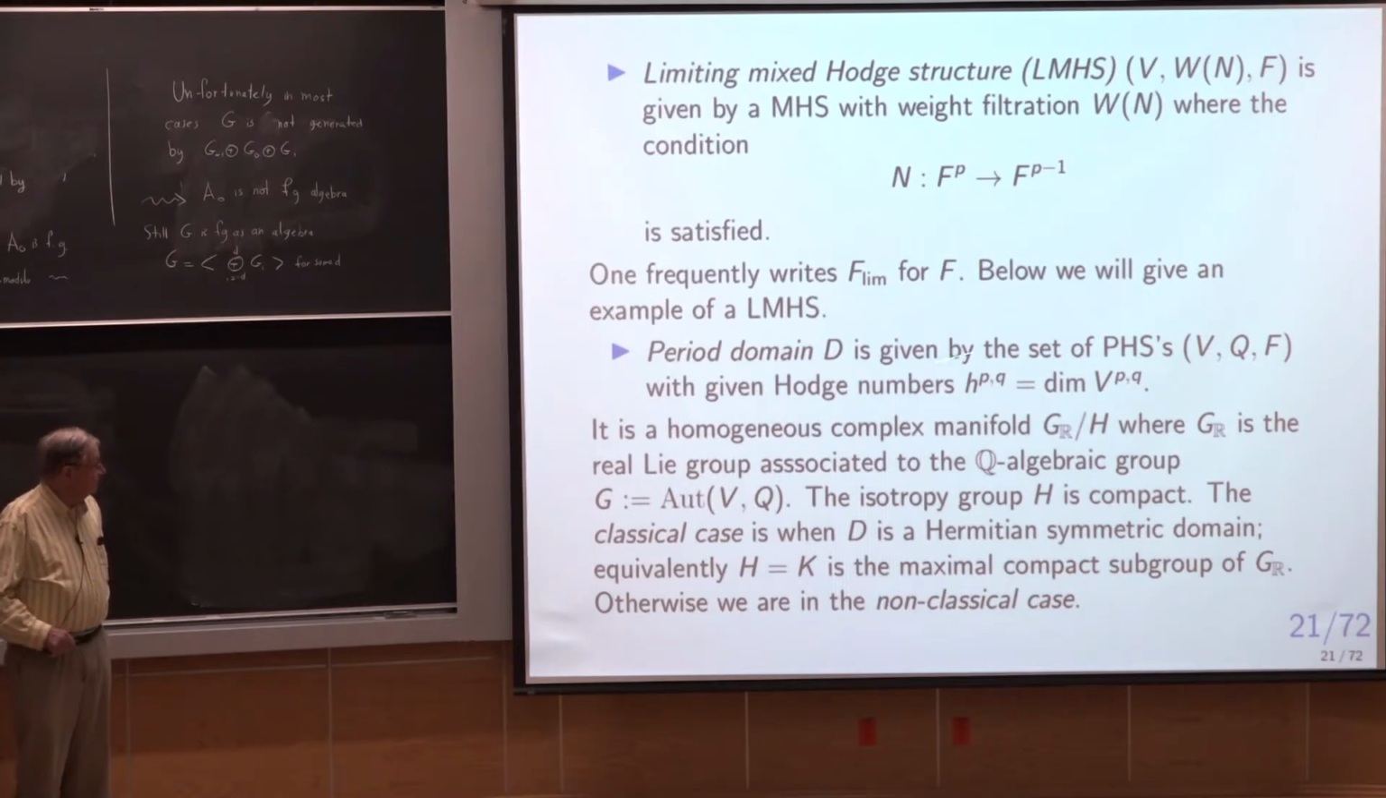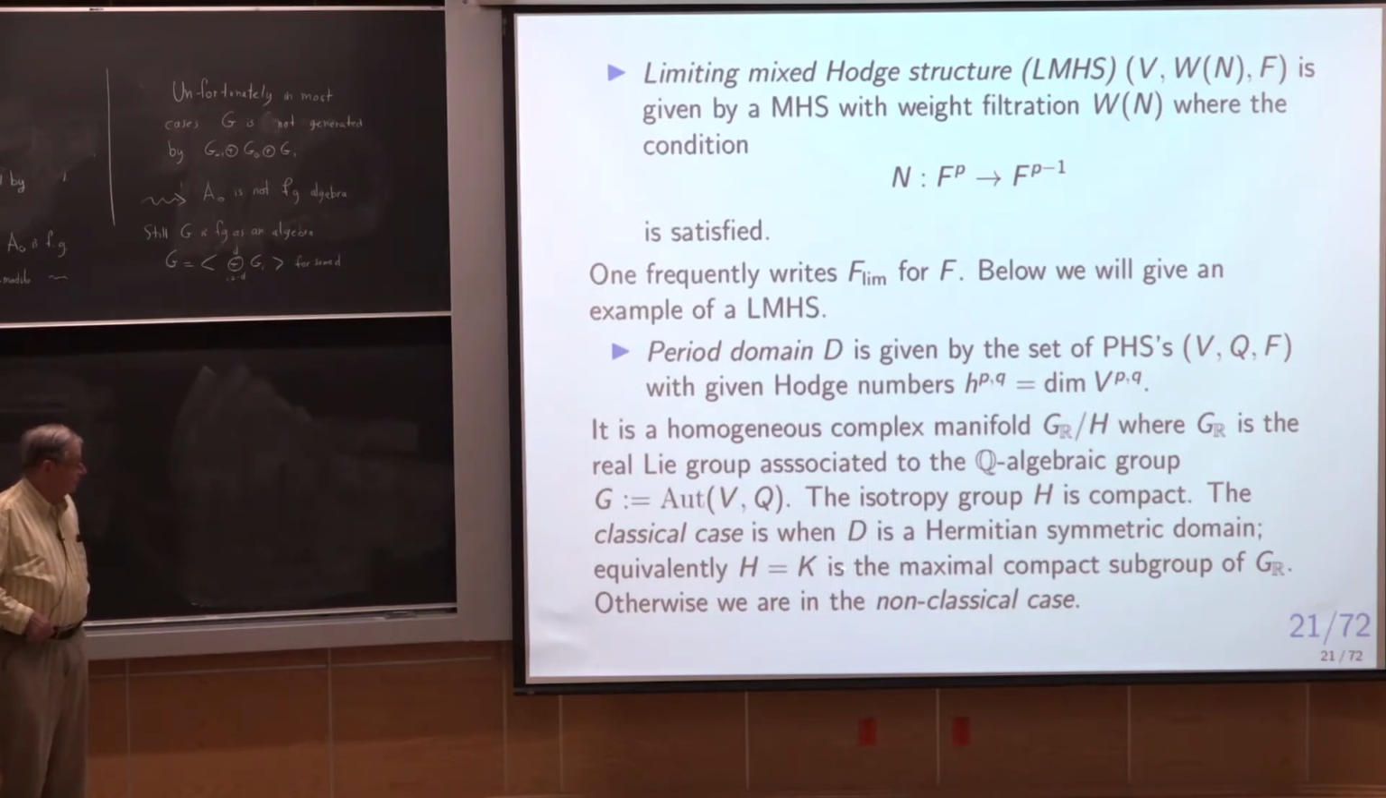Period domains, that's just the set of given polarized Hodge structures with given dimensions of the H^{p,q}. Here one begins with the classical case of Riemann surfaces of genus 1. The period domain is just the upper half plane. That's the ratio of the periods of the holomorphic differential on a Riemann surface of genus 1. And in general, a period domain is a homogeneous complex manifold with compact isotropy group.